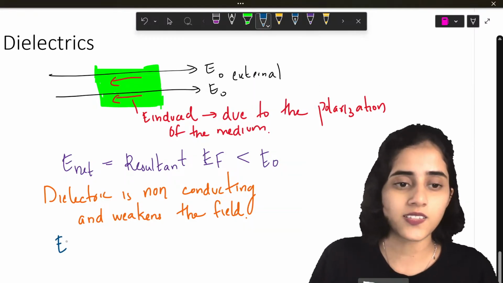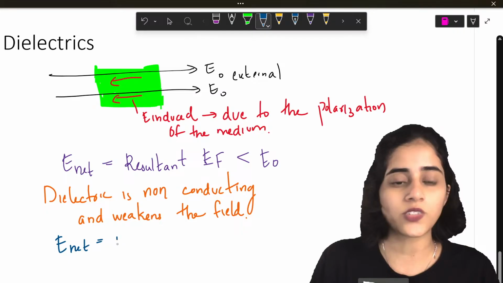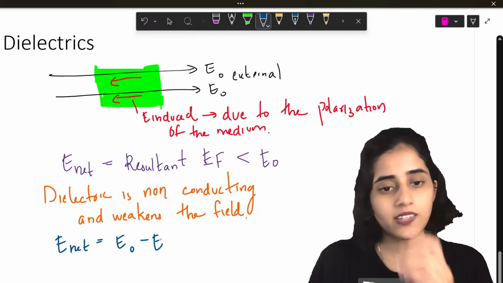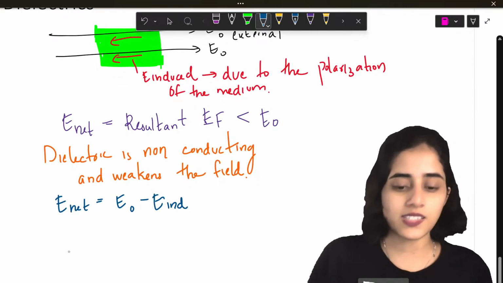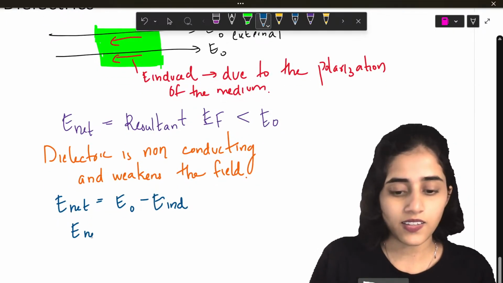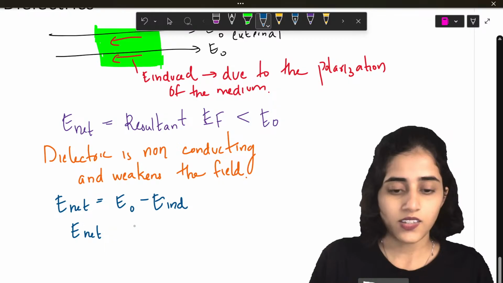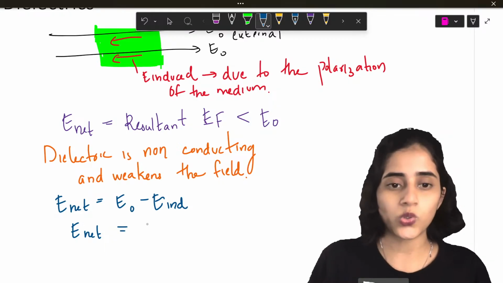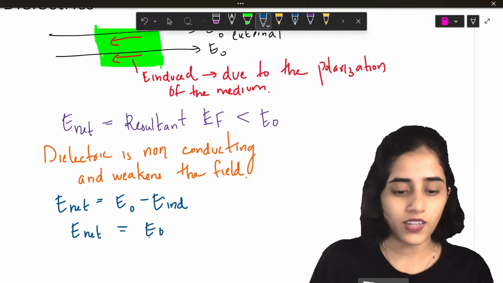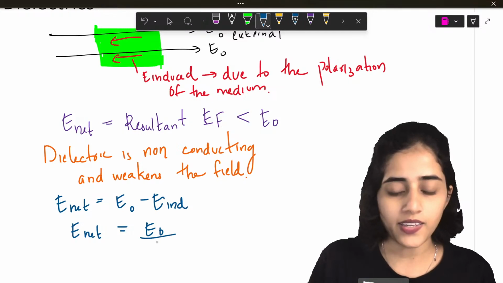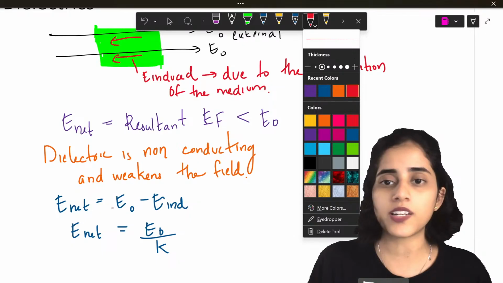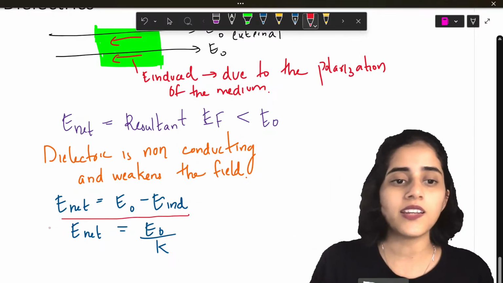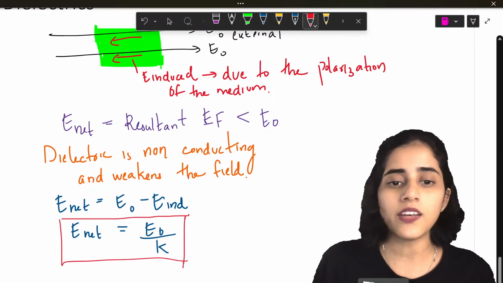So E net will be equal to E naught, which is bigger, minus E induced. Okay. So from this we can say that E net can be equal to E naught by a constant called K. So this is a new relationship that you will learn here. E net is equal to E naught by K.